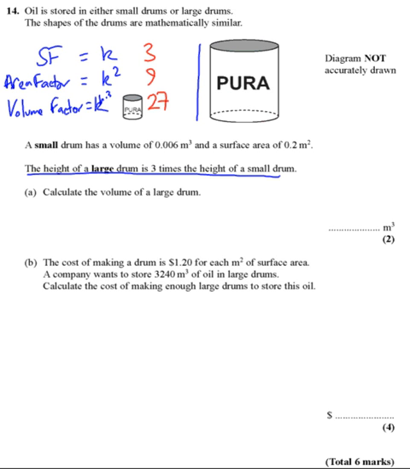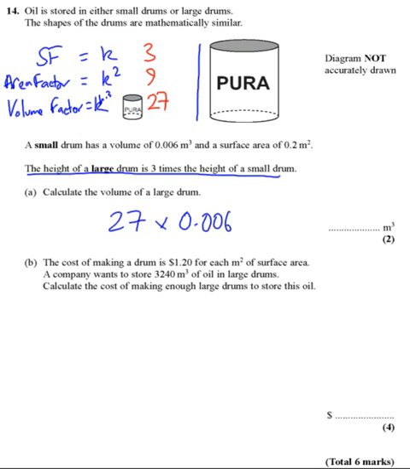So if we're looking at the volume of the large drum, we know that the scale factor is 3, so the volume factor is 27. So that means that the large drum is going to be 27 times the volume of the small drum, so 27 times 0.006, which is whatever that is.